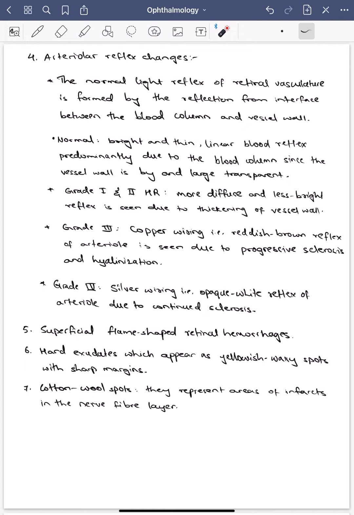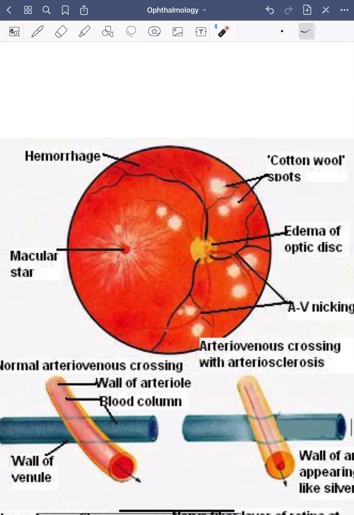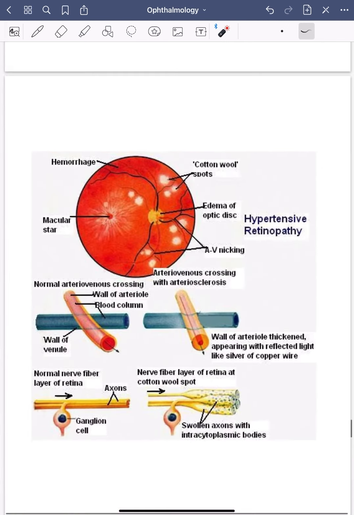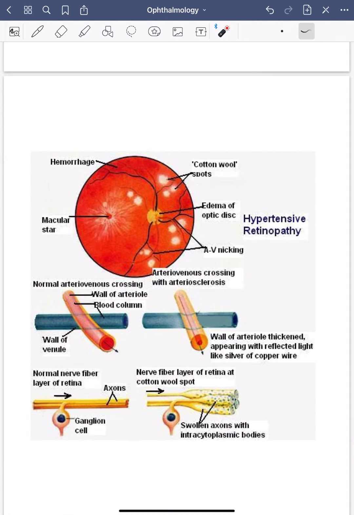Now the fourth clinical feature is arteriolar reflex changes. The normal light reflex of retinal vasculature is formed by the reflection from the interface between the blood column and the vessel wall. Normally, a bright and thin linear blood reflex is seen, predominantly due to the blood column, since the vessel wall is by and large transparent. Okay, so normally when you view the fundus, the retinal vasculature appears bright and thin, and this is due to the blood column because the vessel wall is transparent.